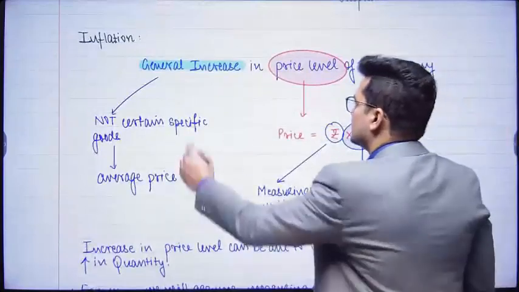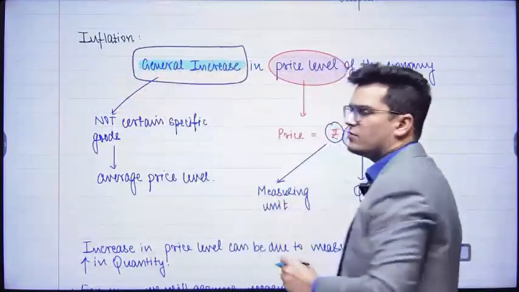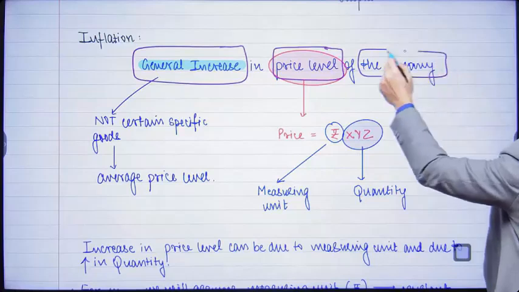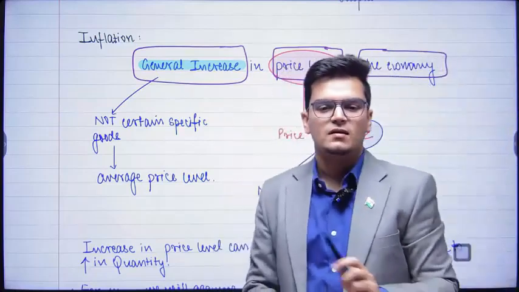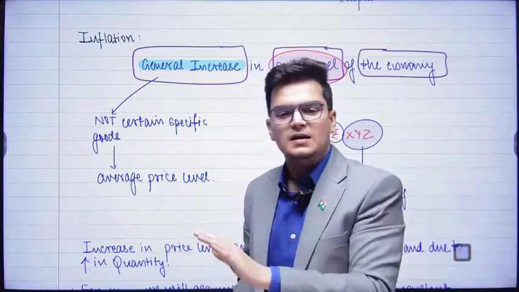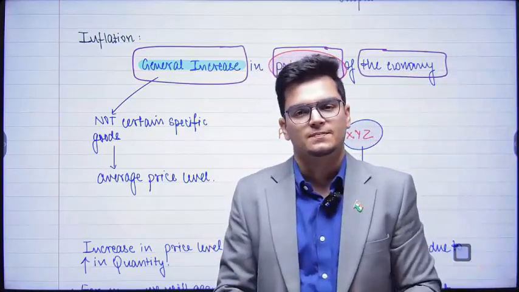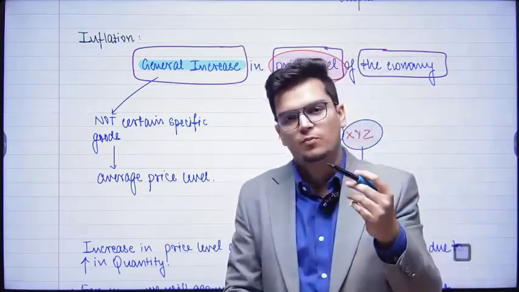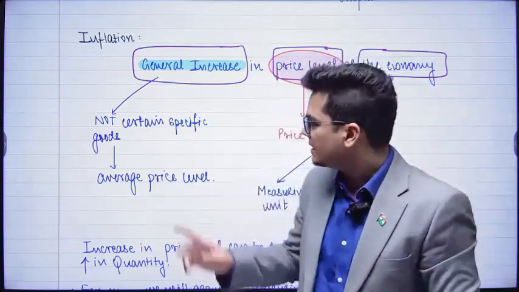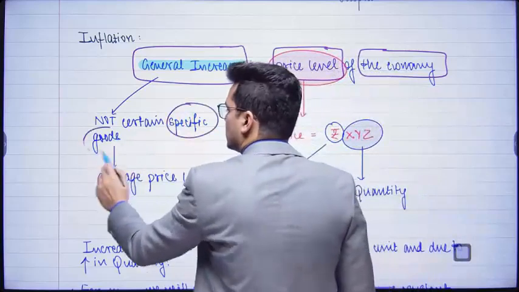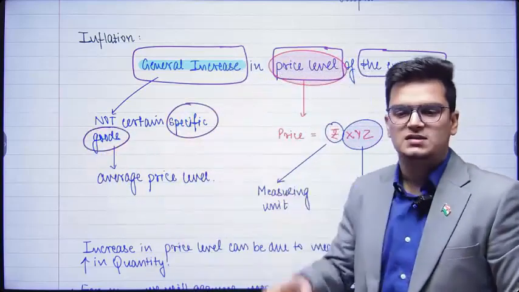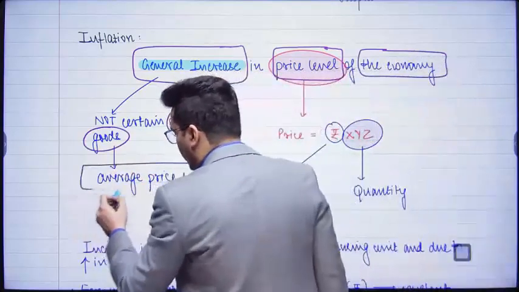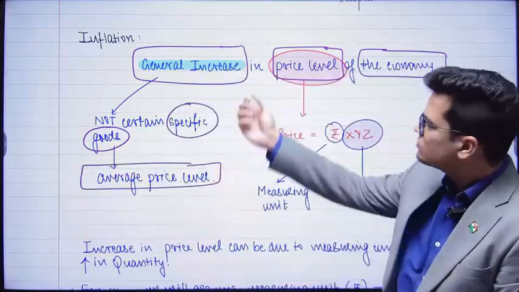Inflation is defined as general increase. Every word here is very, very important. General increase in the price level of the economy. General increase. General means average. The average price level should increase. Everyone's price level should increase. If I say tomorrow that the price of this pen has increased from 10 rupees to 50 rupees, that is not inflation. It cannot be for certain specific goods. It is not specific increase in price level of one good. It is general increase in price level of all goods. So the average price level or the overall price level in the economy must increase. This is what is inflation.